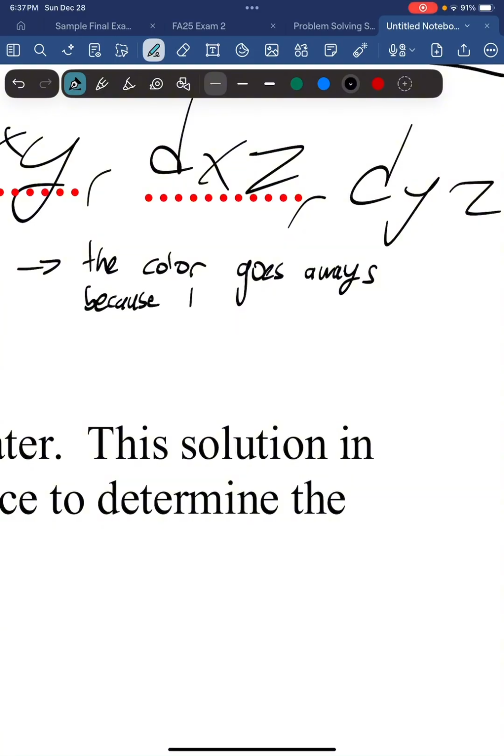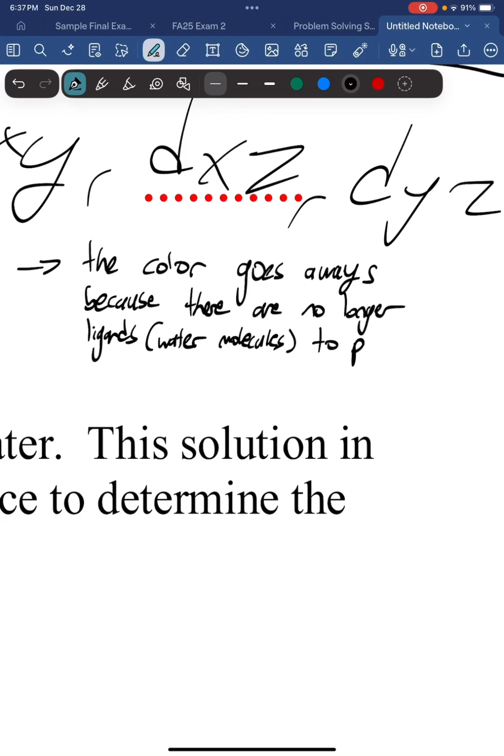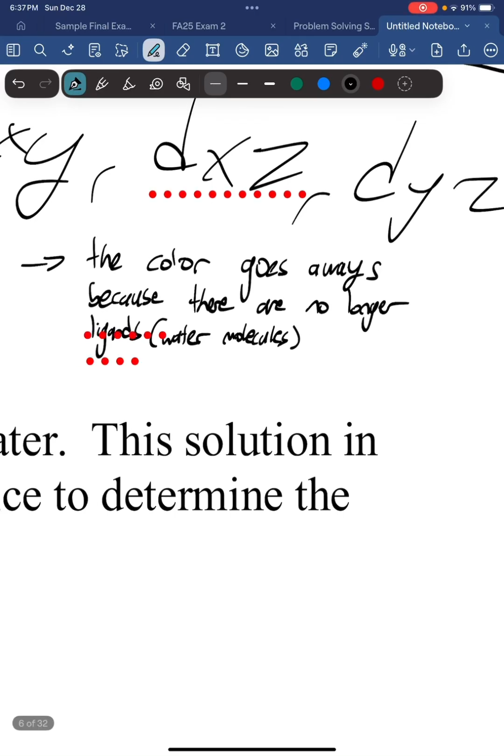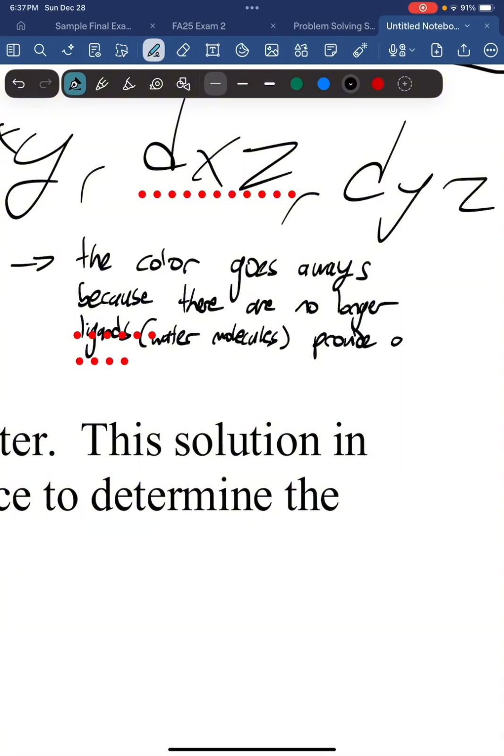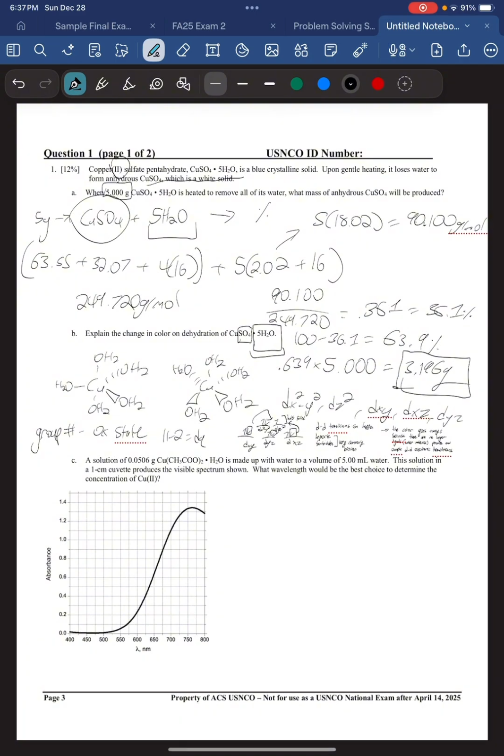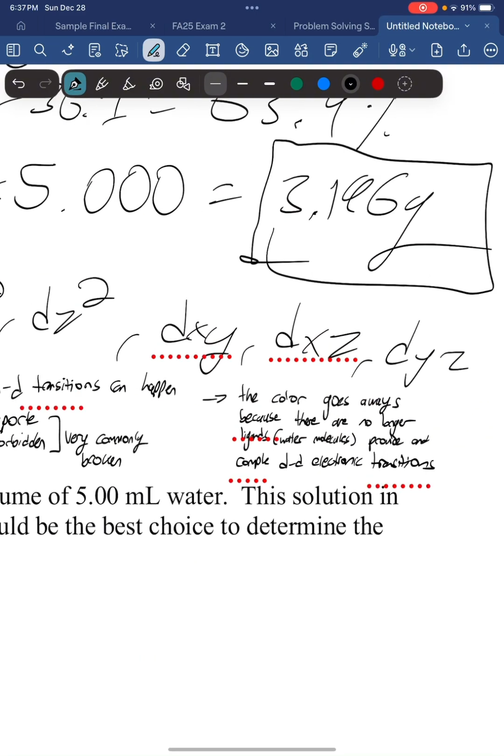because there are no longer ligands, which are the water molecules, to provide and complete D to D electronic transitions. So that's our answer. I'll just show that one more time.